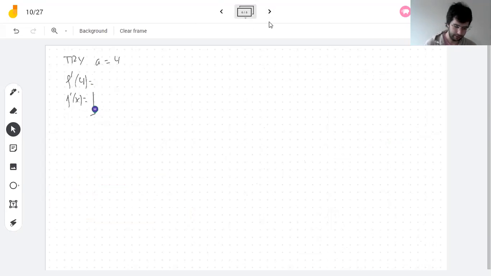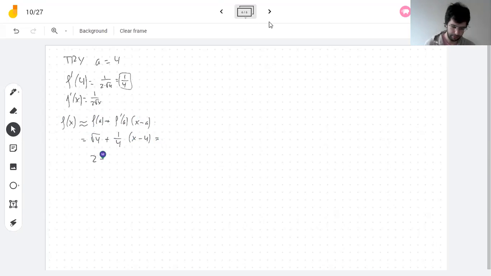The derivative I just said is 1 over the 2 square root. So the derivative at 4 is 1 over 2 root 4. It's 1/4. So using this linear approximation now, let me write it down again for you. In this case, the function is root of 4. The derivative is 1/4. Here I have x minus 4. So 2 plus 1/4 times x minus 4.